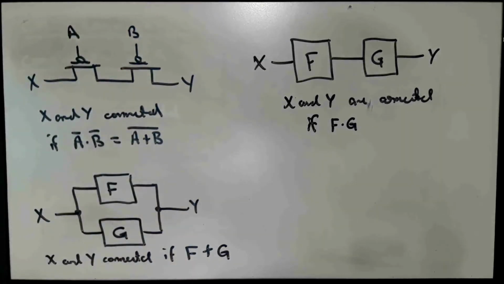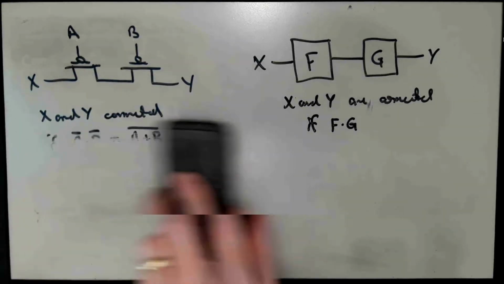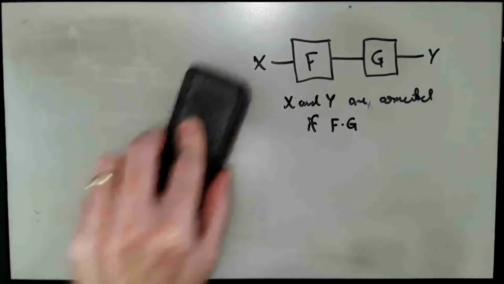Okay, so how do we take these ideas and make a basic CMOS logic gate out of it? So we're going to be looking at a very basic CMOS logic family called static, complementary CMOS, or fully complementary CMOS.